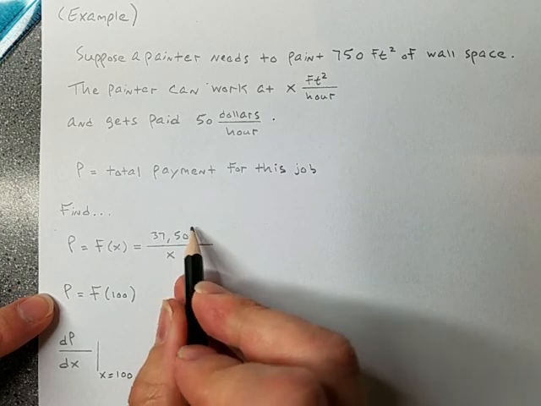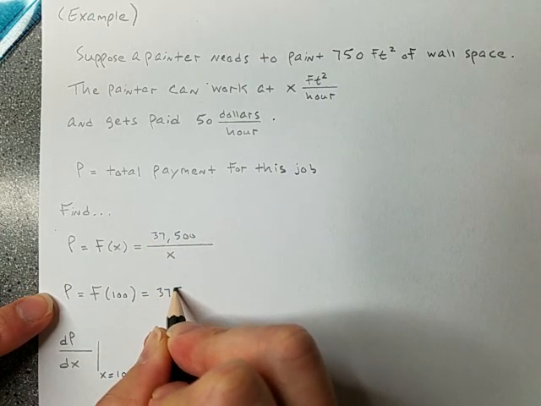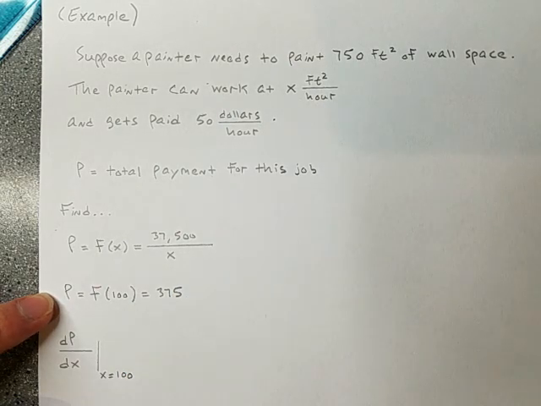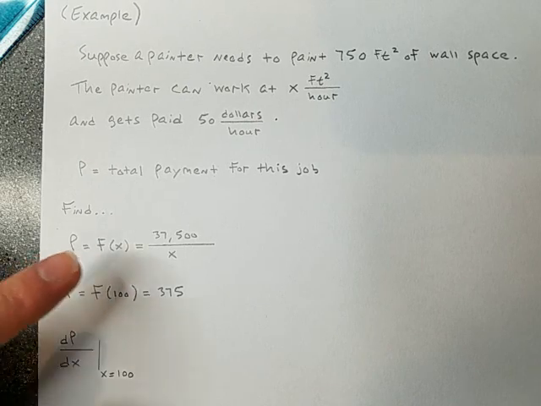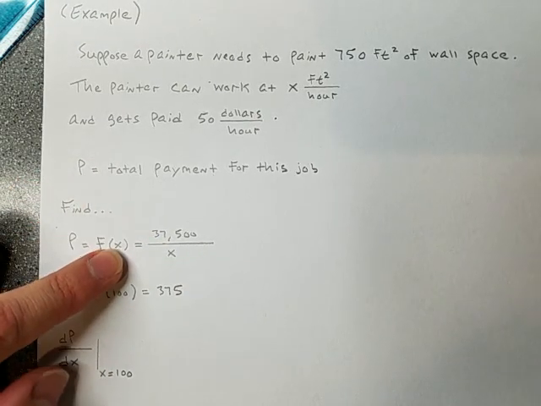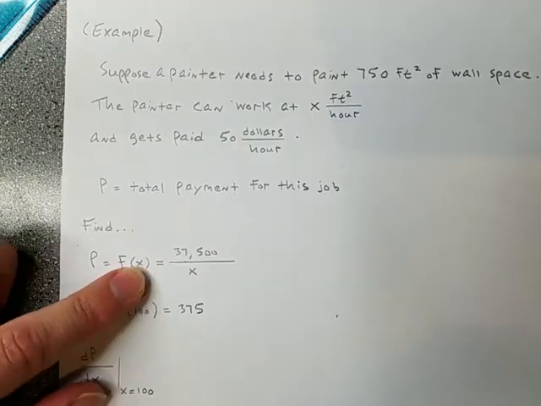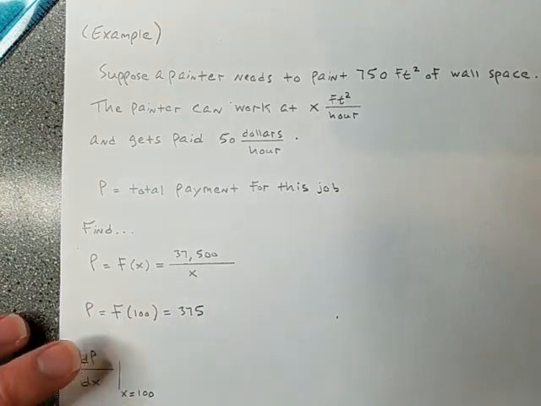Well, if you put 100 into this, that'll be 375. And does that number have units there? What are the units of that number? P is a function of X. P is the total payment for the job. X is how fast you paint at in square feet per hour. Well, the units of P are in dollars.